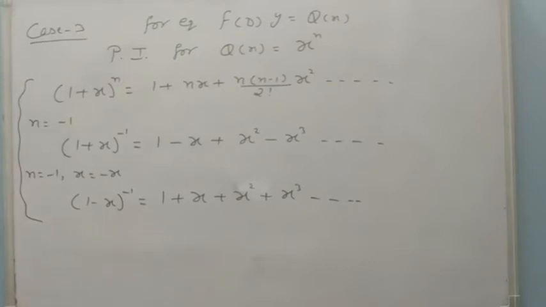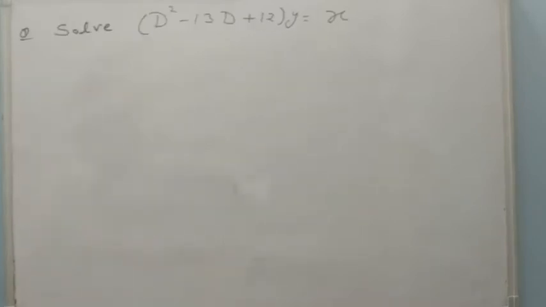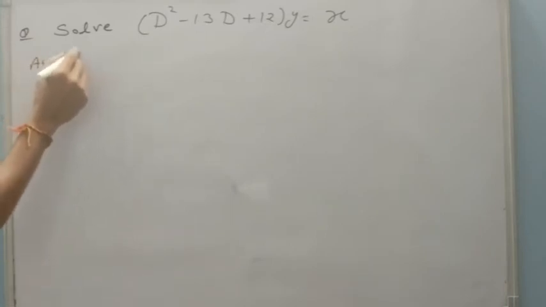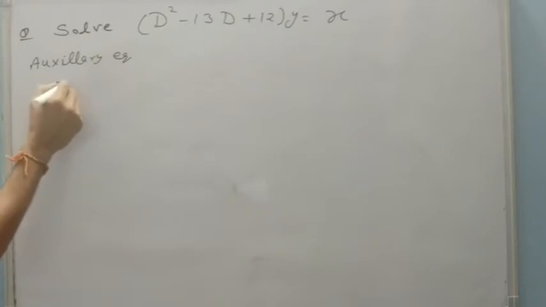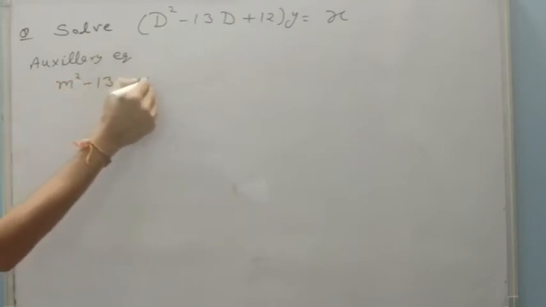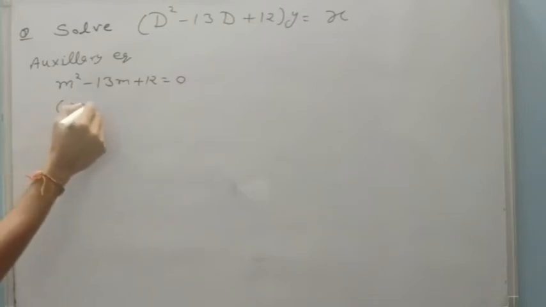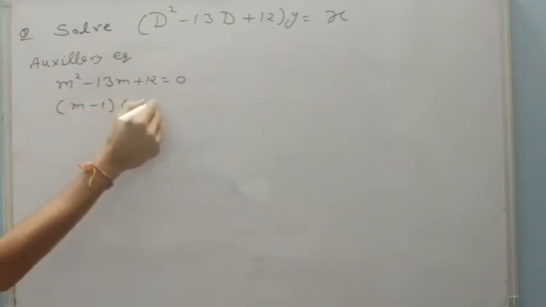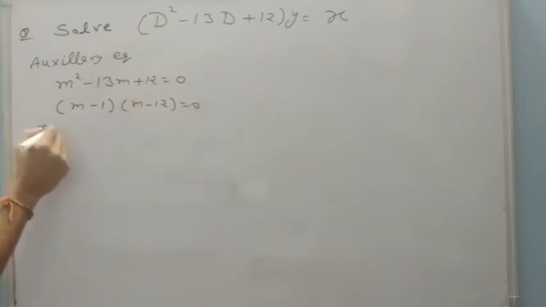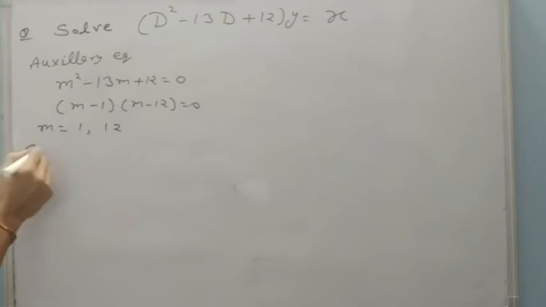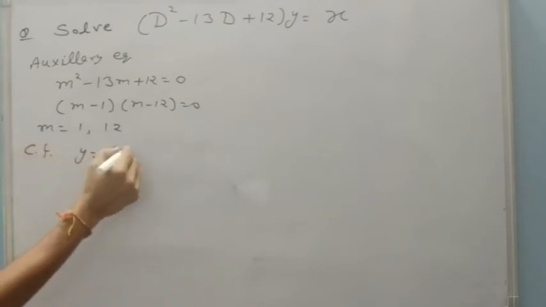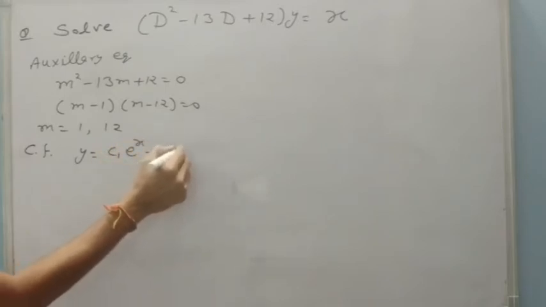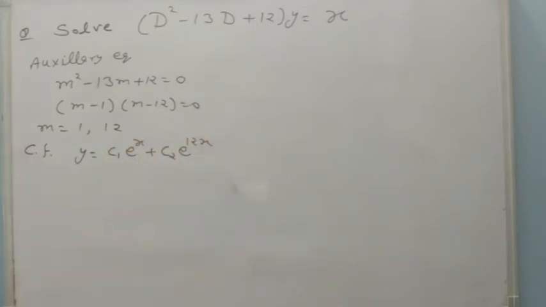Case number 3. Now let us do some examples. You will understand how these three formulas are important. Now see this example. It is a very simple example I have taken first. Now the auxiliary equation is m square minus 13m plus 12 equals 0, or I can say (m minus 1)(m minus 12) equals 0. So m equals 1 and 12. So the complementary function is y equals c1 e to the power x plus c2 e to the power 12x. This is a simple way.